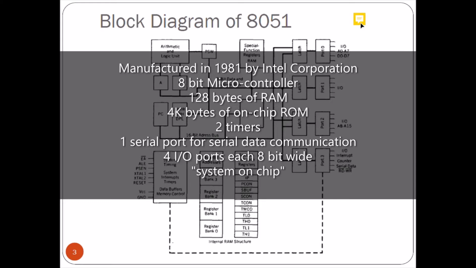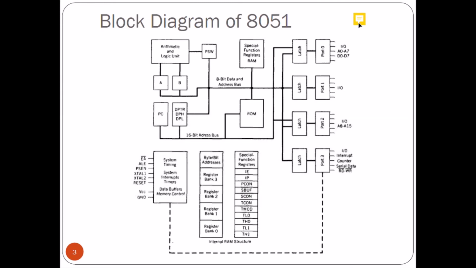External ROM can be added, but on-chip 4 kilobytes or 4 KB of ROM is supplied by the manufacturer. And it has 2 timers, 1 serial port for serial data communication, and 4 ports, each of 8-bit wide. And it is also known as system on chip because the whole system is available only on one chip.